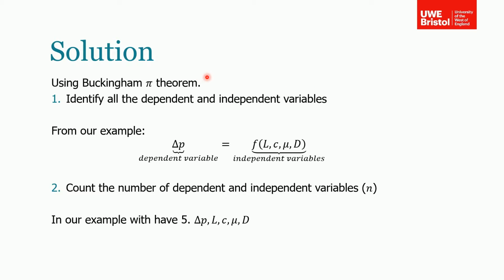Well, again, we need to find this relationship, so we use Buckingham Pi theorem. And just to remind you, the first step is to identify all the dependent and independent variables. So our dependent variable is the change in pressure, and we're saying that as a function of the pipe length, the fluid velocity, viscosity and the pipe diameter. The second thing we have to do is to count the number of variables, and in this example we have 5: the pressure, length, velocity, viscosity and diameter.